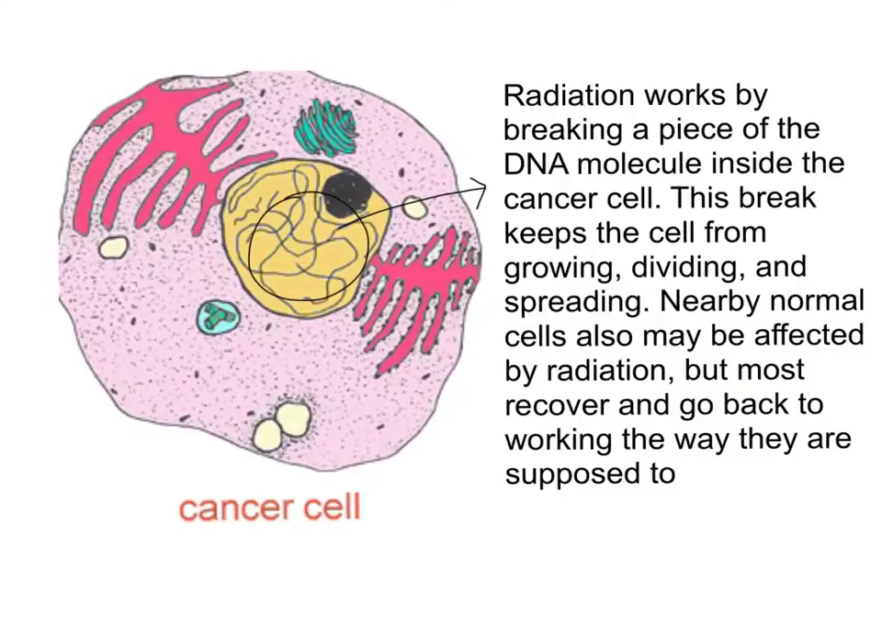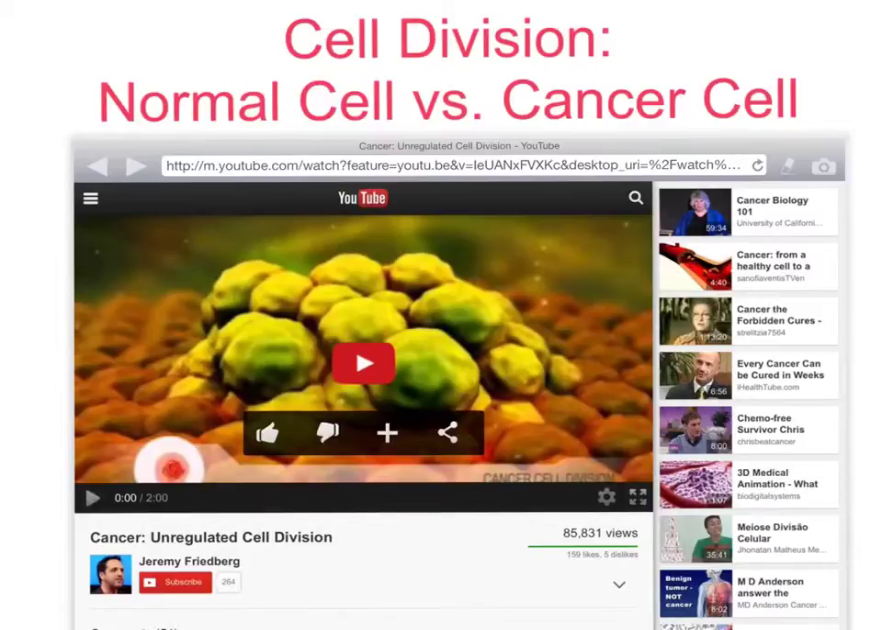Nearby normal cells also may be affected by radiation, but most recover and go back to working the way they are supposed to. And here you can see that it affects the DNA inside the nucleus so that the cell can't replicate itself. Okay, so this is a short video on cell division, normal cells versus cancer cells. You don't need to play it.